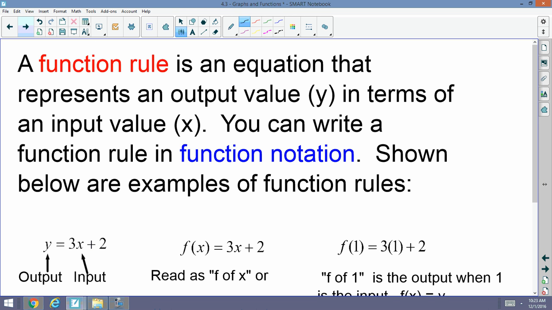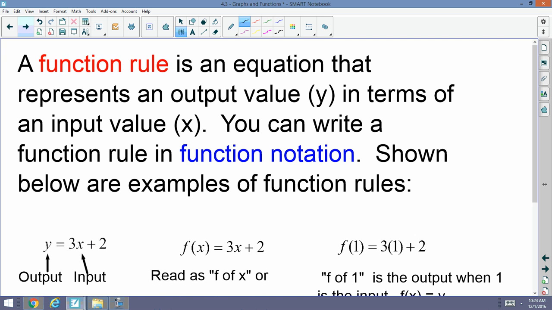Thank you. Okay. Now that we know what a function is, a little reminder: a function is any relation where there is only one y value for any given x value. A function is a relation where there is only one output for any given input. Now, a function rule is an equation that represents the output value y in terms of an input value x. You can write a function in function rule notation. Shown below are examples of function rules.